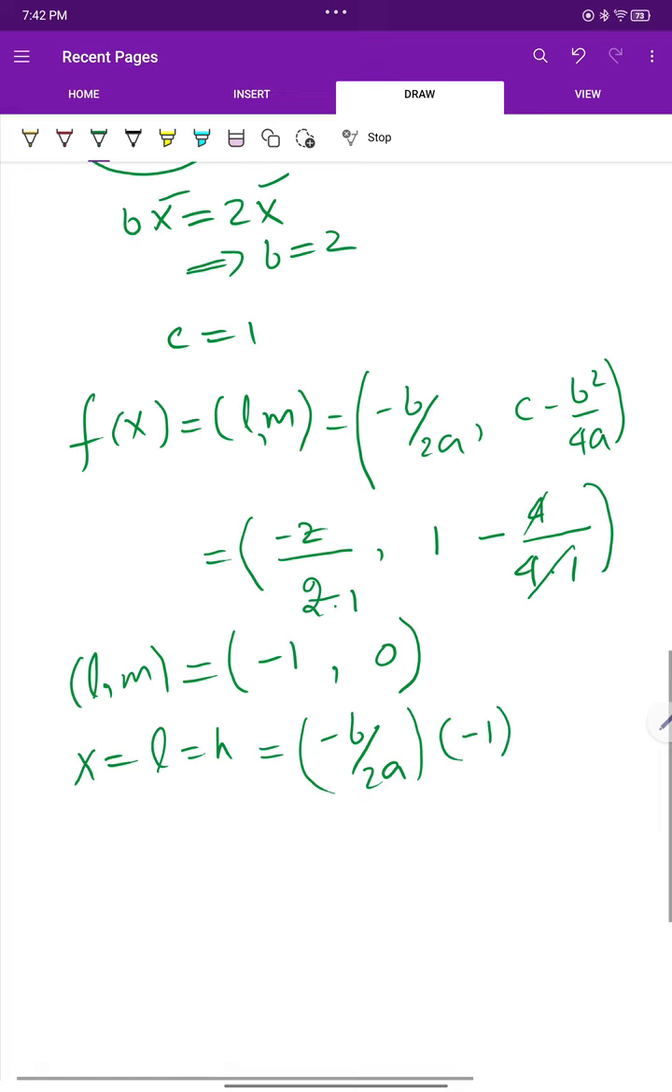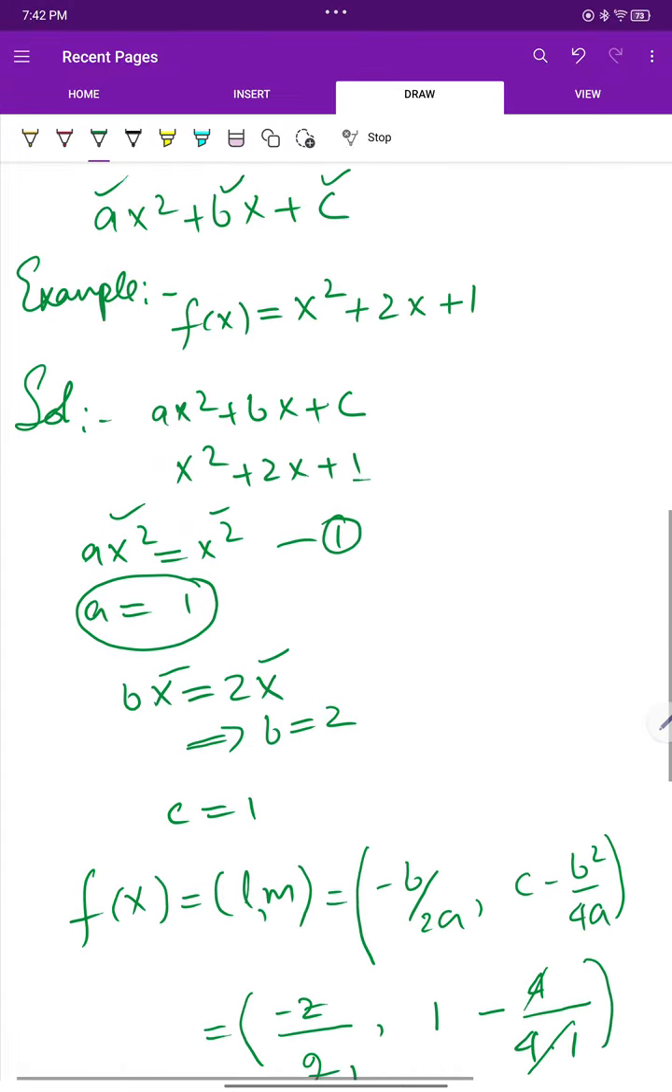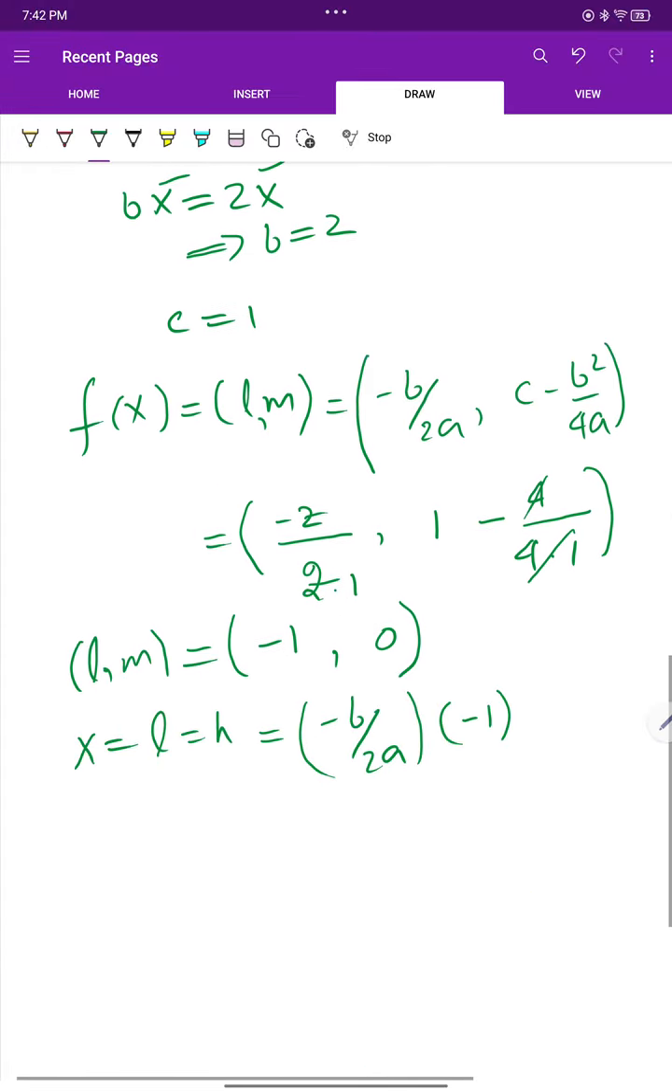So in the equation function we have x² + 2x + 1. So a is equal to 1, which implies that a is greater than 0. So the parabola or the graph will open upward. Open upward.